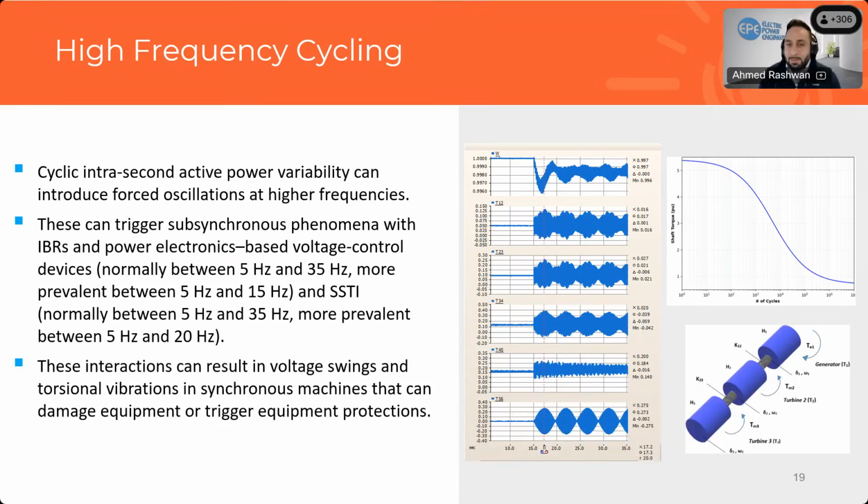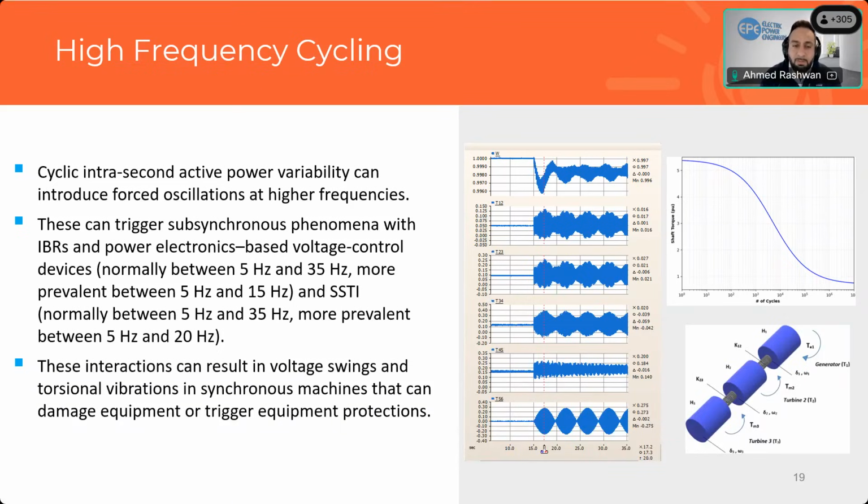Jumping ahead to a different type of frequency cycling. So this is a high frequency cycling. And so if you think of it in the context of a load profile, the low frequency cycling would be the envelope, and the high frequency cycling would kind of be the chatter that's around the envelope. So we can look at this as really cyclic inter-second active power variability.